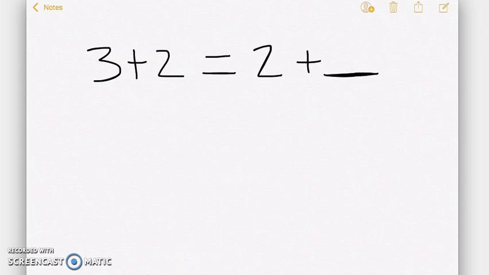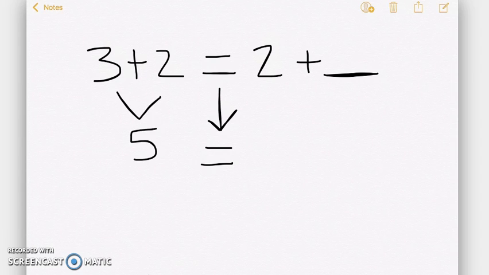Let's look at another example. We're going to have 3 plus 2 equals 2 plus, I don't know, there's something missing. This equation is not balanced, so let's balance it. We're going to bring our equal sign down, which is our first step always. On this side we have 3 plus 2, so we know that equals 5. We're going to count out how many we have: 1, 2, 3, 4, and 5.